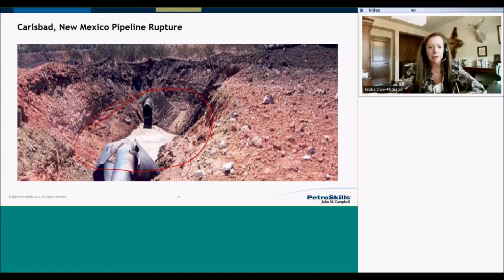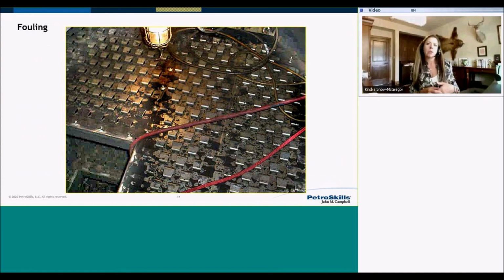Now, the other problem with free water is I can get fouling. And this isn't necessarily the greatest picture, but what happens when I start getting corrosion in a carbon steel pipeline is I'm going to start getting fines of iron sulfide carbonates. And these fines can be very difficult to deal with. And then once they get into my plant, I have a hard time filtering them out. And these fines love to cause my TEG to foam. All right. And so those are the primary reasons that we dehydrate our natural gas.